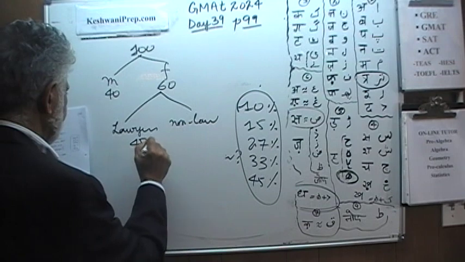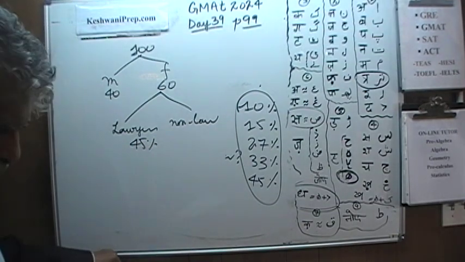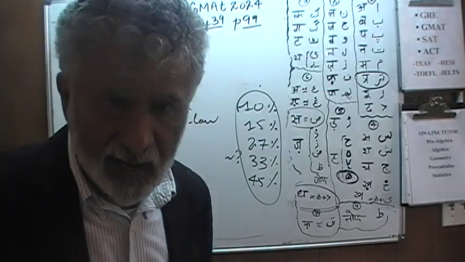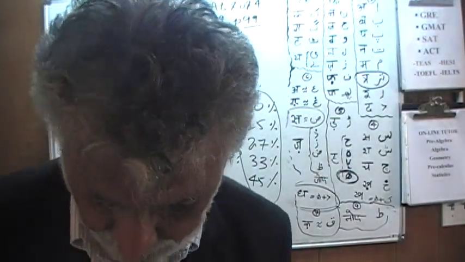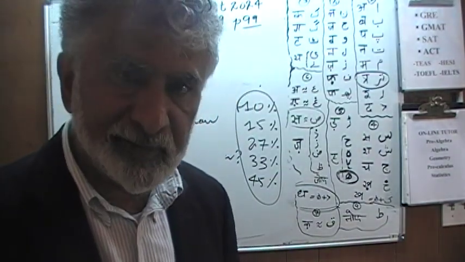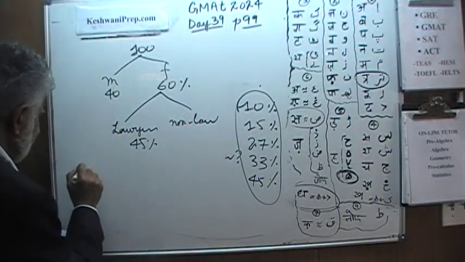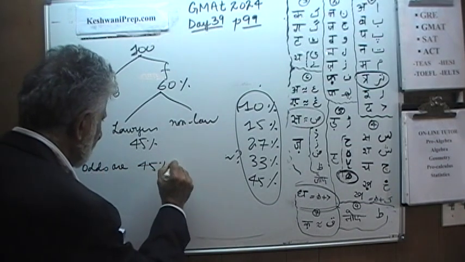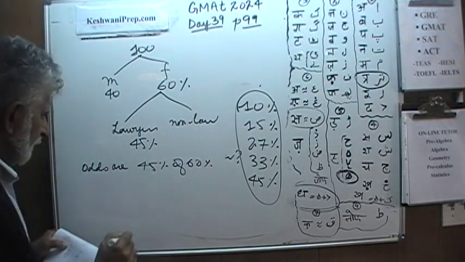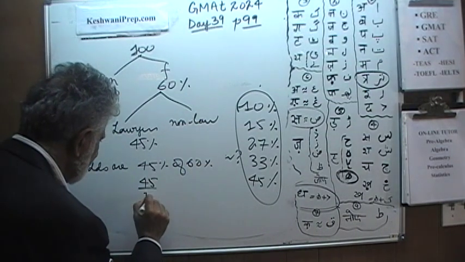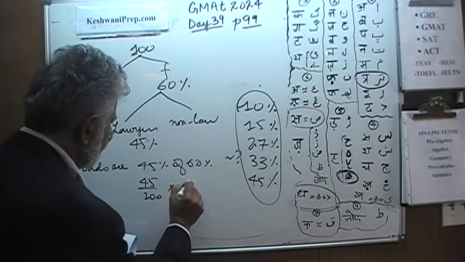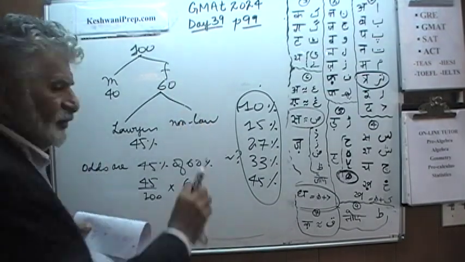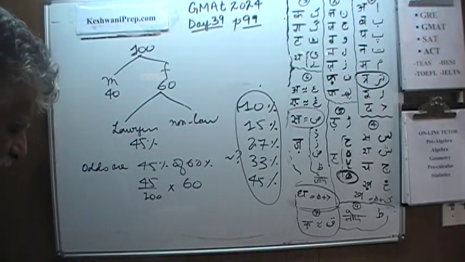Lawyers are 45%. So this was 60%, lawyers are 45%, which means the odds of picking a person at random who happens to be a female lawyer are 45% of 60%. But since we are using 60 as a number, that's what we're looking for. Let's find out what that is, shall we?